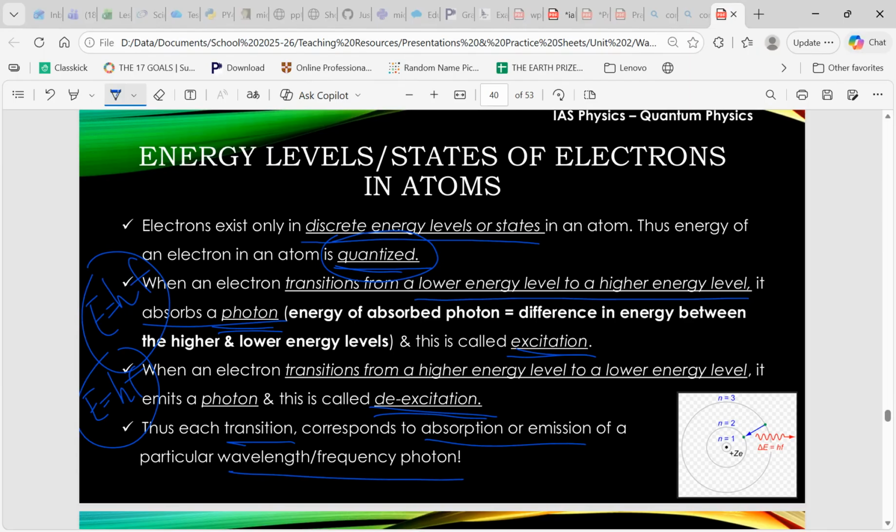So it will always be either one whole photon is emitted of a specific frequency or one whole photon is absorbed of a specific frequency. And there is an illustration over here. It's an electron in a higher energy state or a higher energy level which releases a photon and hence jumps to the ground state. Ground state means lower energy level.